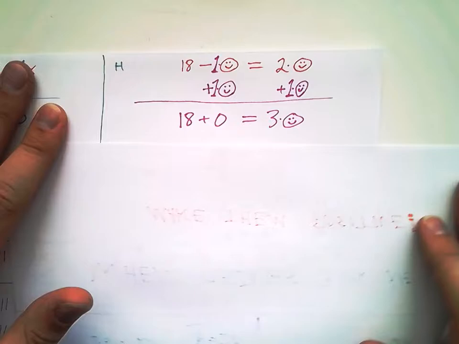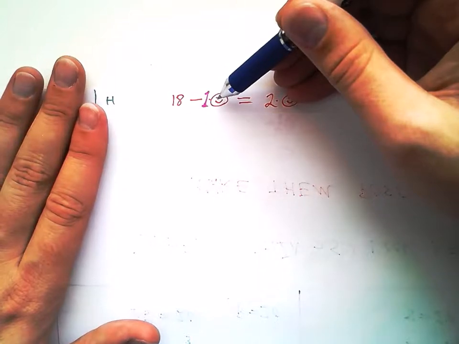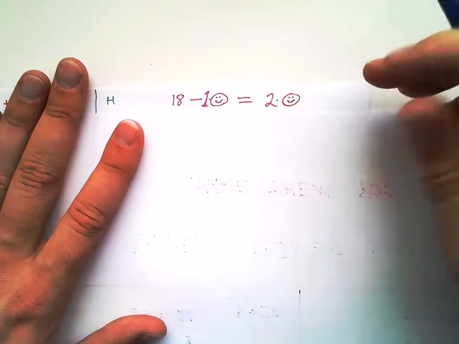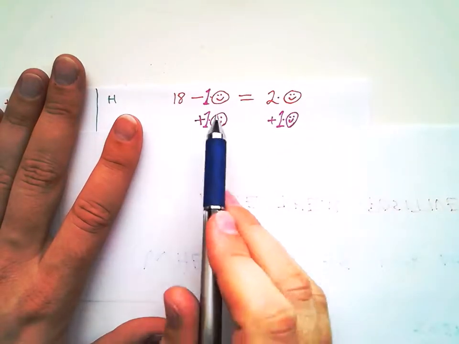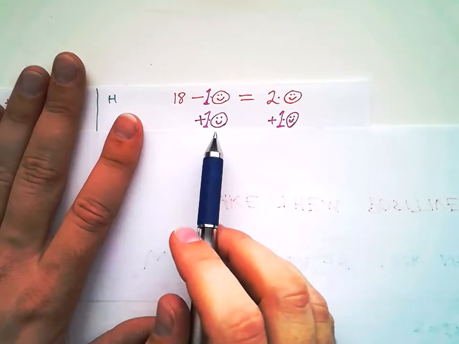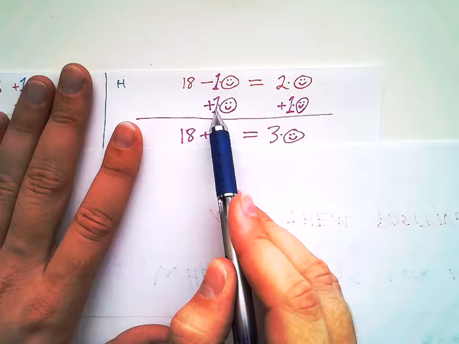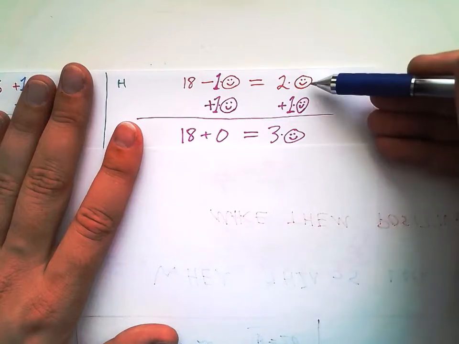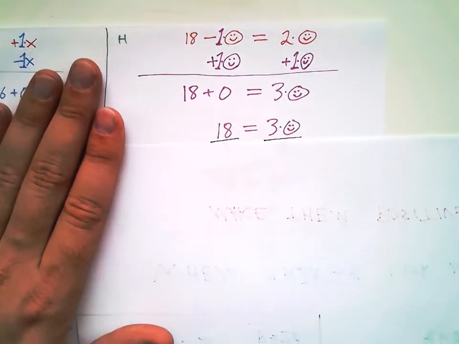Okay. So number H now. I wrote in a 1 there again because it's 1 smiley face, right? 18 minus 1 smiley face equals 2 smiley faces. If I add 1 smiley face to both sides, then all the smiley faces will be together and they'll be happy. So negative 1 smiley face plus 1 smiley face is 0. No smiley faces left over here, but this over here will become 3 smiley faces. So 18 equals 3 smiley faces.